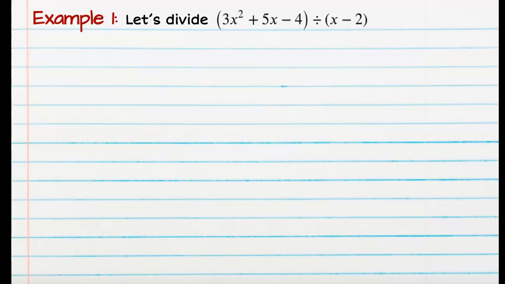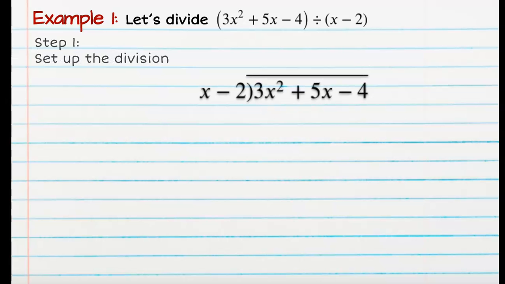So let's divide these two expressions. So first we must set up our division. Notice our x minus 2 is on the outside. Now we will divide. And when we divide, we will divide the first terms. 3x squared divided by x is 3x. Or you can ask yourself, what do I need to multiply x by to make 3x squared?